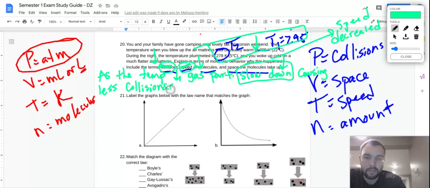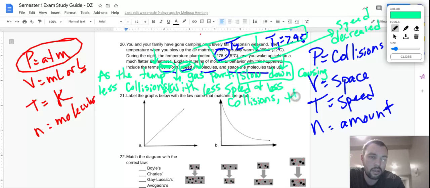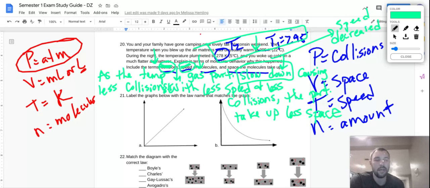So with less speed, and less collisions, the particles take up less space. The particles are going to take up less space now because they're not moving as fast and they're going to be colliding less. And so that's why the mattress seems like it deflated.